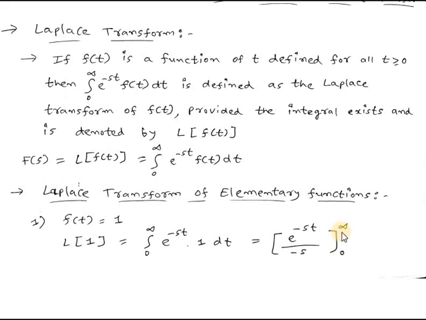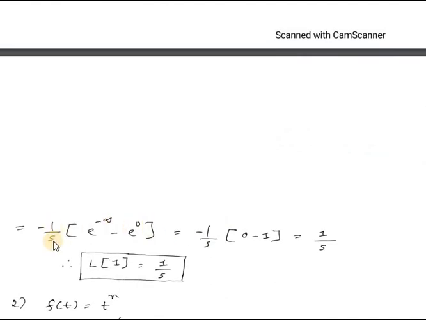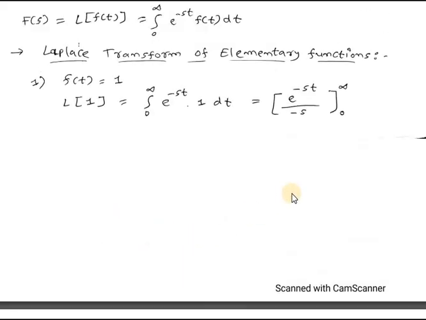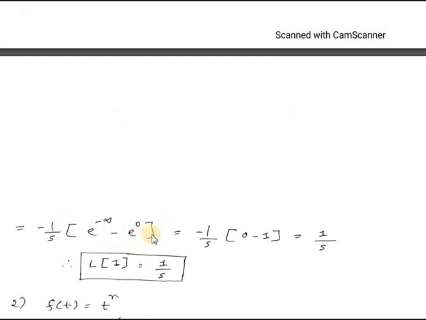Now first of all we will put the upper limit, that is infinity. So it will be minus 1 by s is common, in bracket e raised to minus infinity minus e raised to 0, because the lower limit is 0. So upper limit minus lower limit. Now what is the value of e raised to minus infinity? e raised to minus infinity is 0. And what is the value of e raised to 0? It is 1. So if we simplify this, then the final answer is 1 divided by s. Therefore we can say that Laplace of 1 is 1 by s.